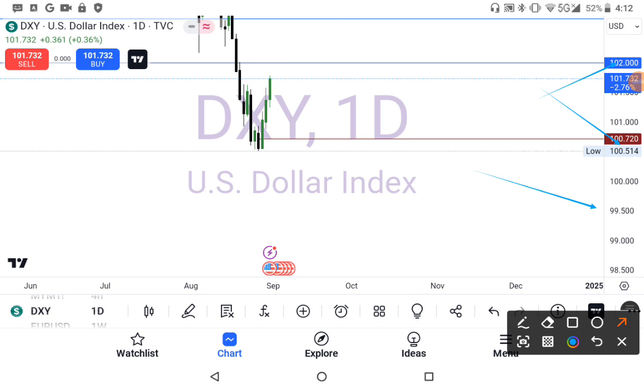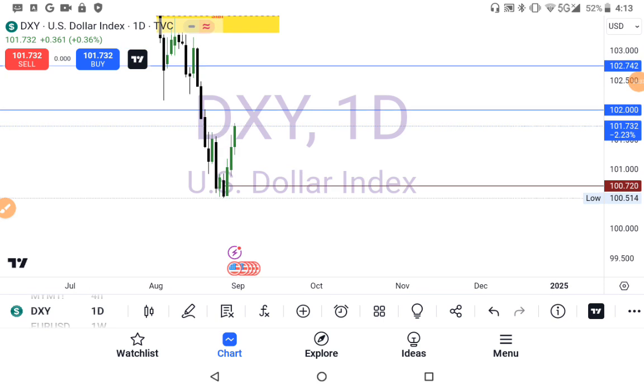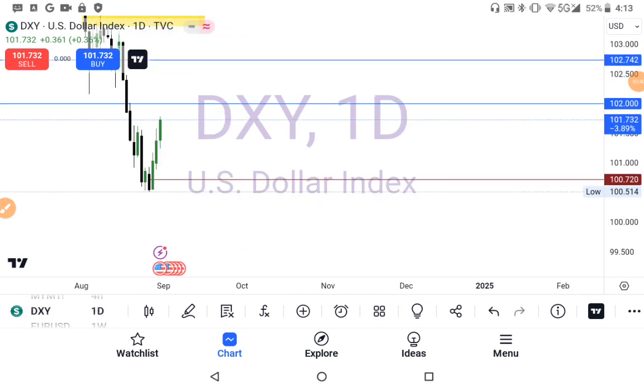So what we have at the market, the price has traded so far up to 101.732, just short of some pips to 102 big figure. The month is still fresh. We're at the beginning of the month, but personally, I'm interested in the coming week.